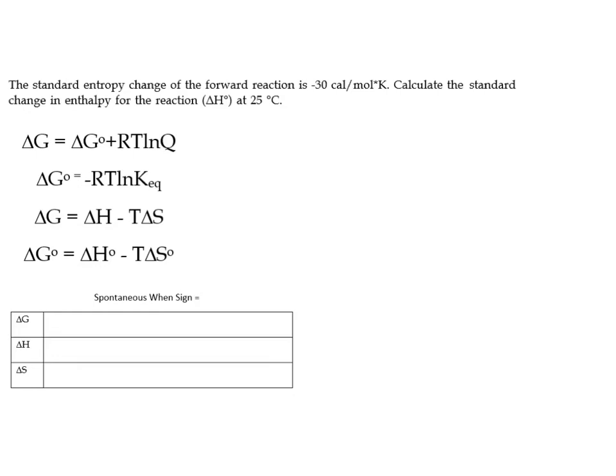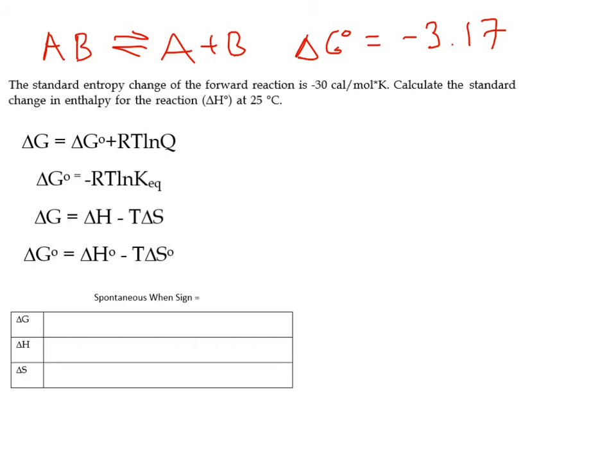Alright, so this one is saying the standard entropy change of the forward reaction, and again I'm going to write that up here, remember it's AB falling apart to form A plus B. And do you remember what our delta G naught was? It was favorable. Delta G naught was negative 3.179 kcals per mole. So we'll need to use that here in a minute. So the standard entropy change of the forward reaction is negative 30.